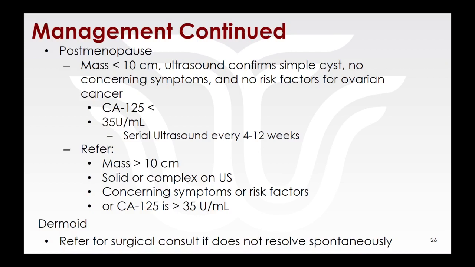The symptoms are so vague, and that's one of the reasons that ovarian cancer is so deadly, because often the symptoms are not only not recognized by healthcare providers, but not recognized by patients as necessarily abnormal, right? So if the CA125 that you drew when you found the mass is less than 35, and the mass is less than 10 centimeters, confirmed as a simple cyst, you can follow that with ultrasound.